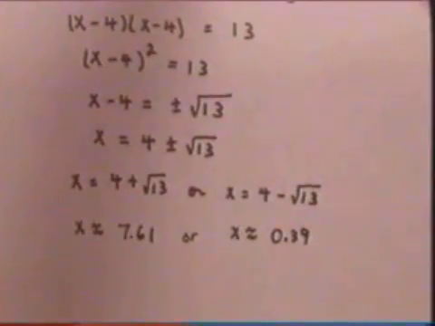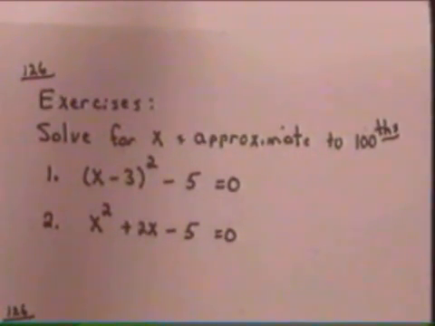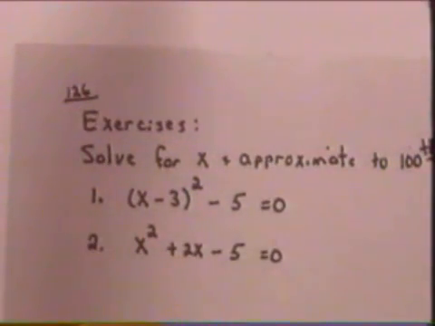Now it's time to give you a couple more exercises. Solve for x and approximate your answers to the nearest 100th. The first one, x minus 3 quantity squared minus 5 is equal to 0. The second one, x squared plus 2x minus 5 is equal to 0.